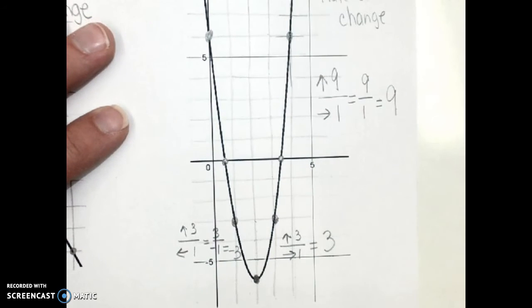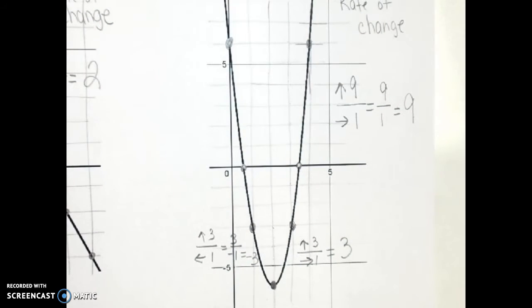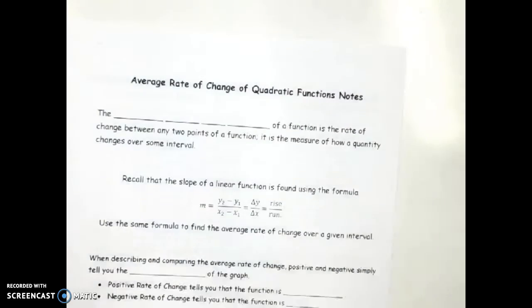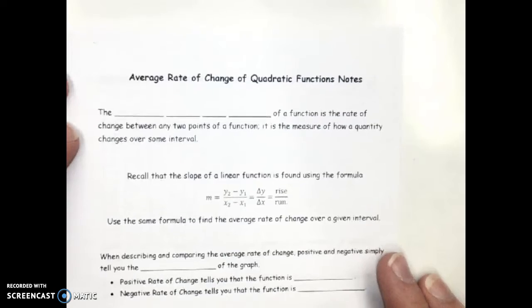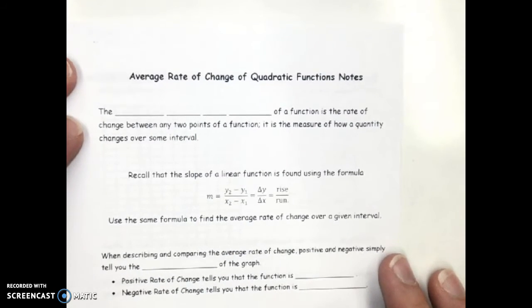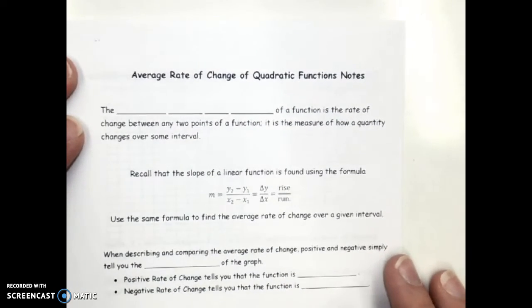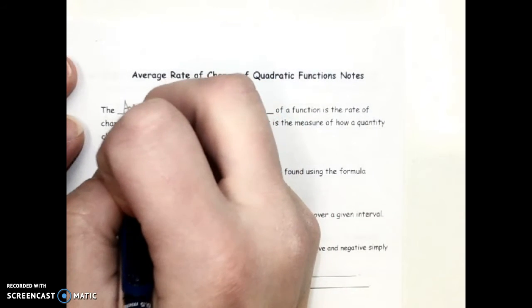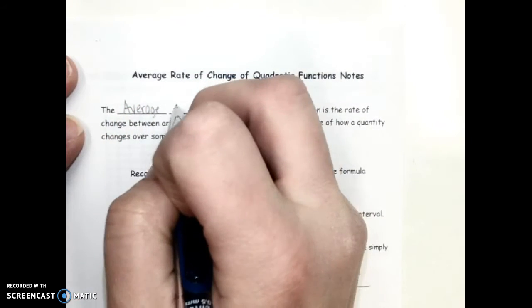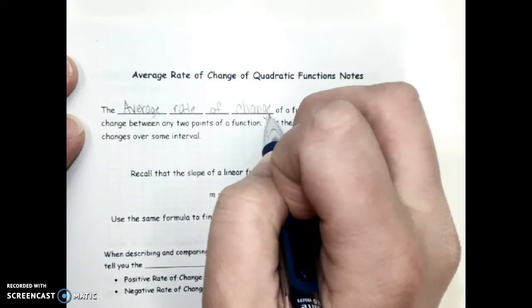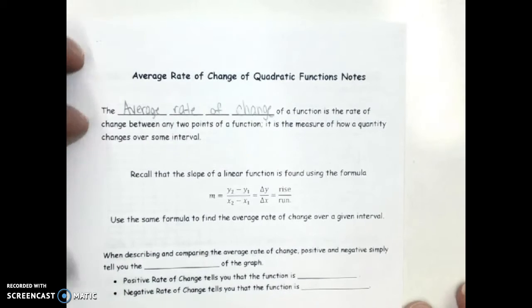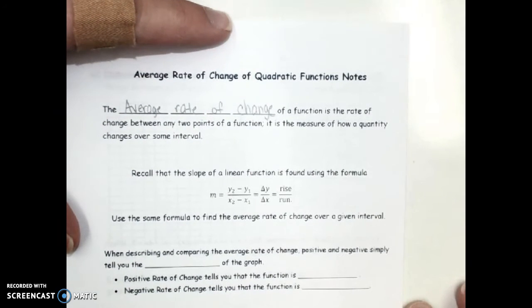It's not. Now, I want you to turn to page 68 of your notes. That's where you'll find the average rate of change of quadratic function notes. At this point, you will begin to write down the average rate of change of a function is the change between any 2 points on a function. It is the measure of how a quantity changes over some interval.